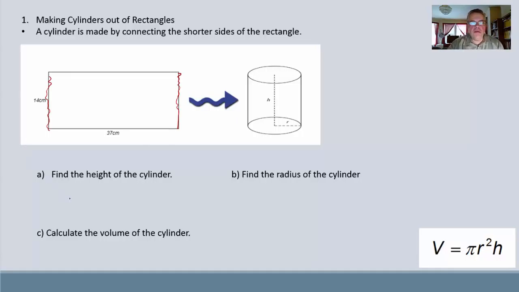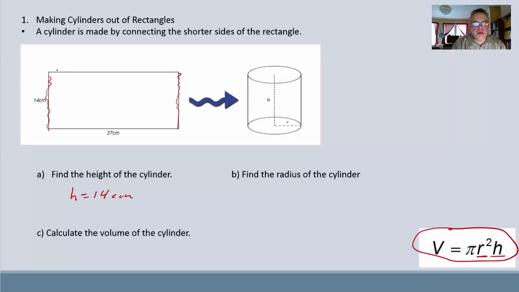Okay, so we want to find the height of the cylinder and the radius of the cylinder. The reason why is if we look at the volume formula down here for a cylinder, in order to compute its volume, we need the radius and the height. So somehow we have to find those 2 things. Well, when we connect the short edges, the height is going to be 14. The height of the rectangle is the same as the height of the cylinder. So that one is easy. H equals 14 centimeters.